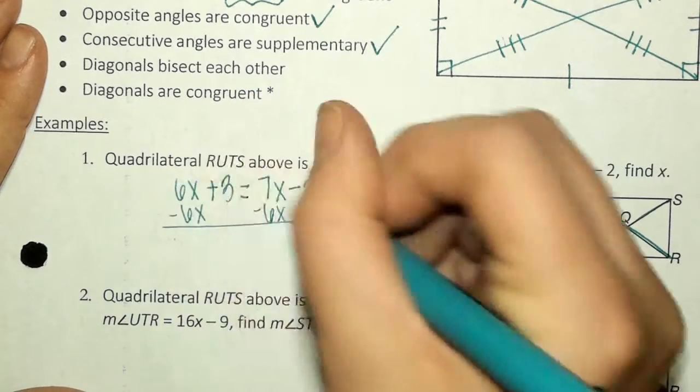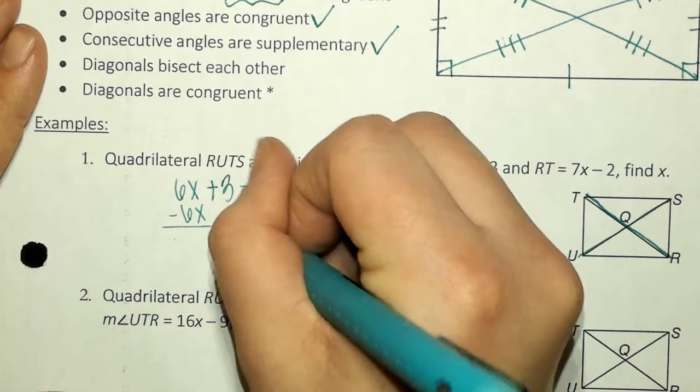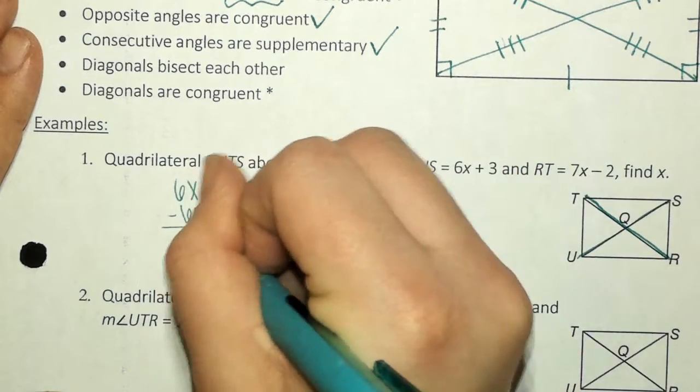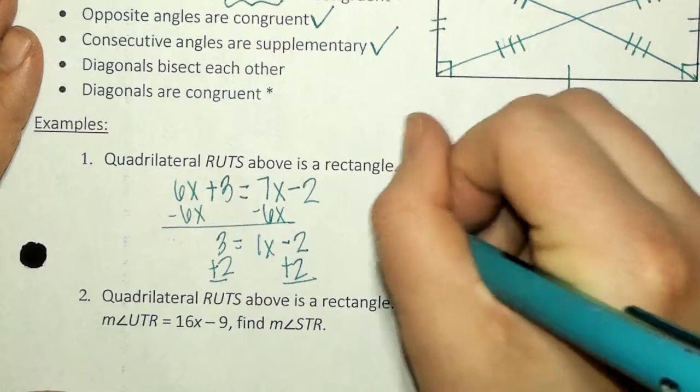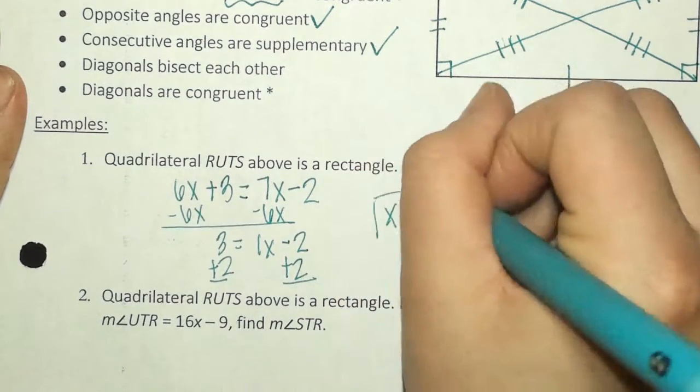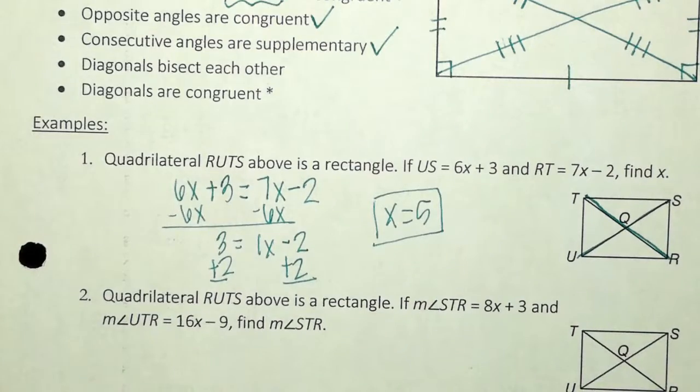Some people might do this differently. So you would have 3 equals 1x minus 2. Well, then you have to add 2. So x is equal to 5. Is that all it asks us to do? Dunzo.